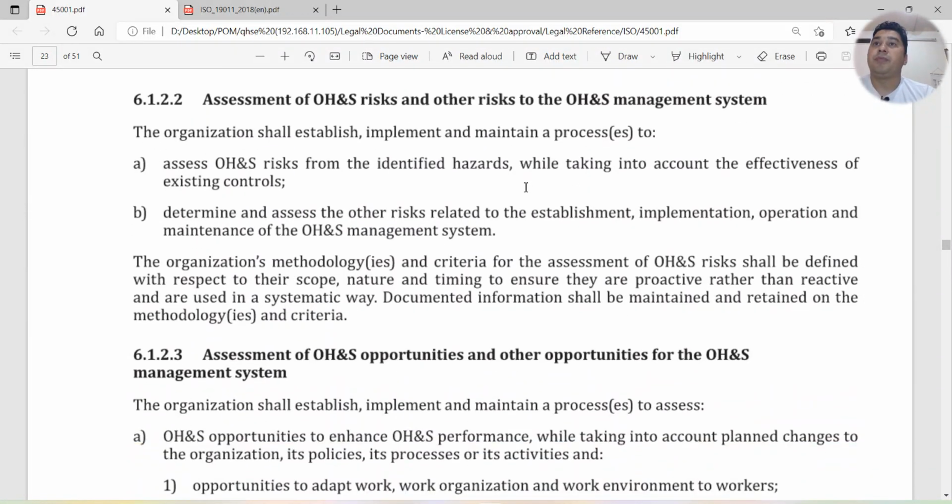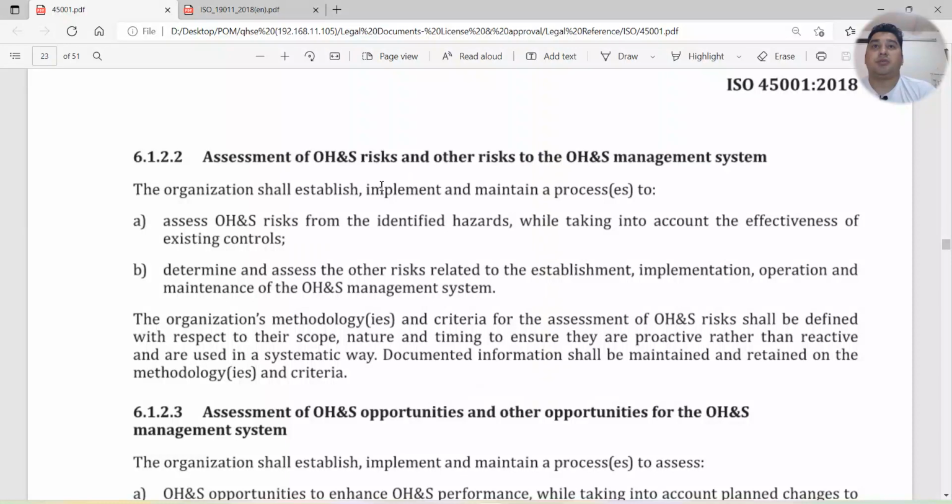Now, the assessment of OHS risk and other risks to the OHS management system. The organization shall establish, implement, and maintain a process to assess OHS risk from the identified hazards. So you have to implement a process, SOP, procedure, to deal with it. How are you going to assess the risk while taking into account the effectiveness of the existing controls? You have to check whether any existing control is there, whether those existing controls are effective or not, and how effective they are.